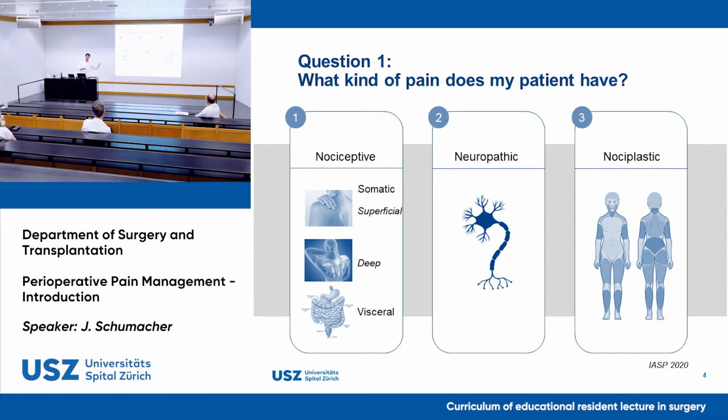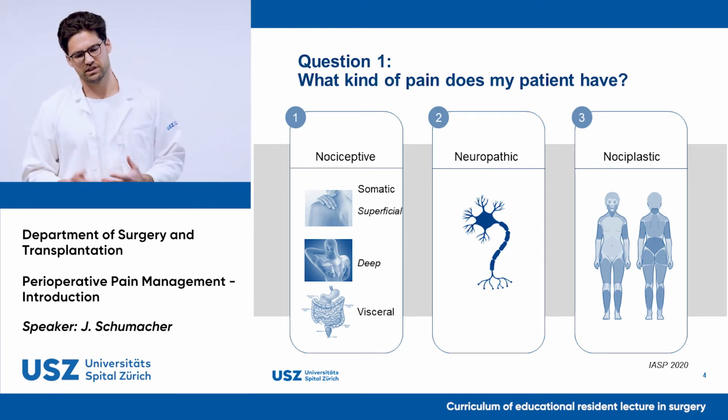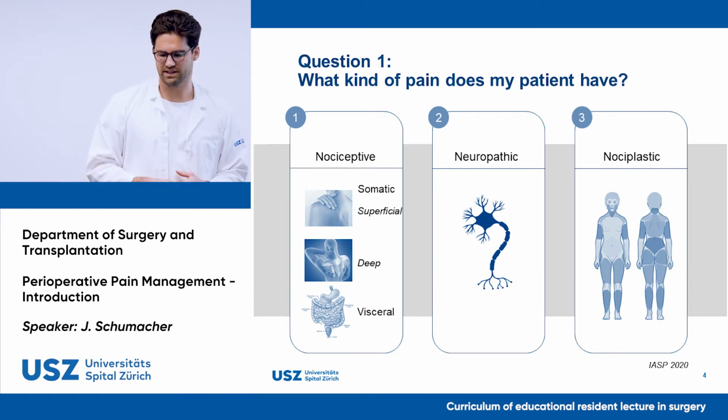The third type, nociplastic pain, our new pain type, is usually widespread. It's in several body parts and it's intense. The mechanism of this pain is not fully understood. It's most likely a dysfunction of our CNS. Some people also call it central sensitization. An example is fibromyalgia.